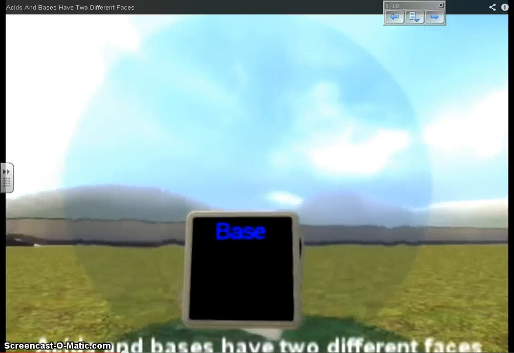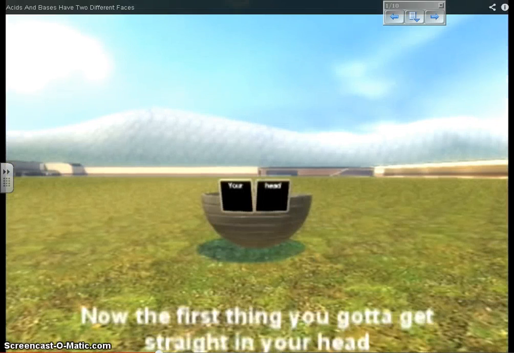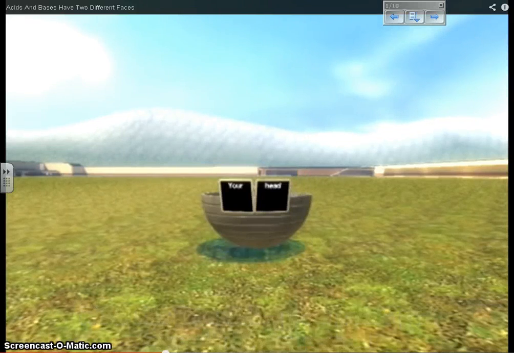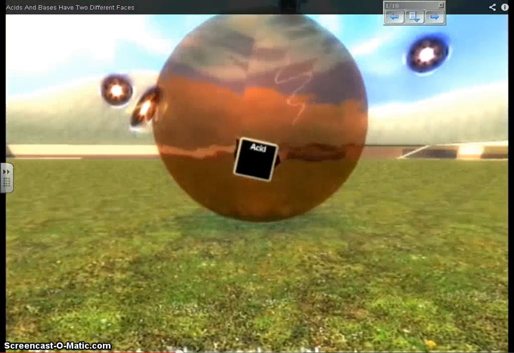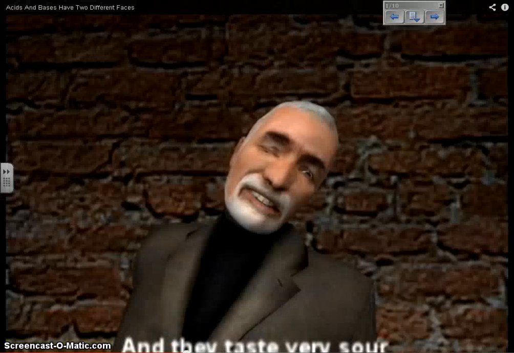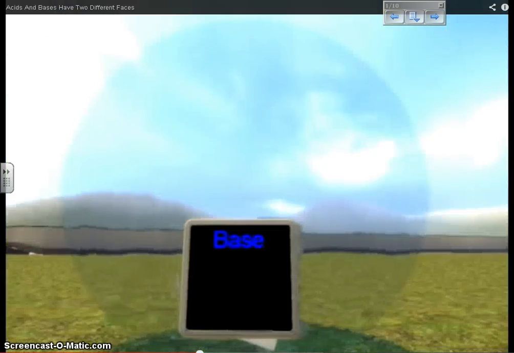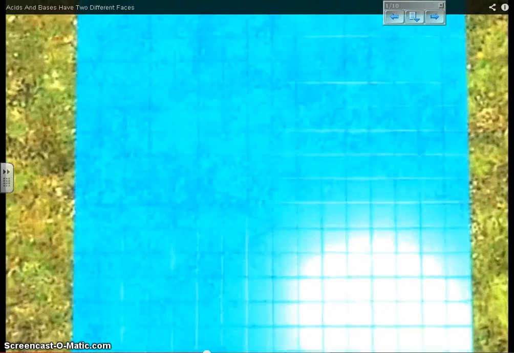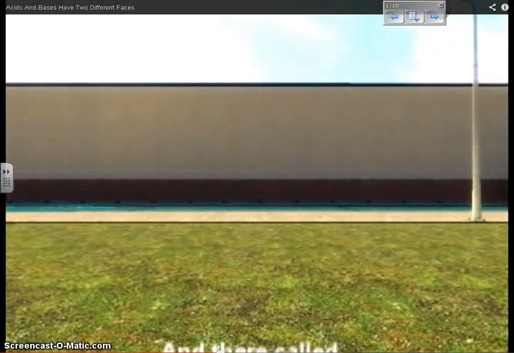Acids and bases have two different faces, two different personalities, and you gotta find out what they're all about. You wanna learn chemistry. Now the first thing you gotta get straight in your head: acids turn blue litmus paper to red. They react with metals with awesome power. They neutralize bases and taste very sour. Bases are different from acids, it's true. Bases turn red litmus paper to blue. They neutralize acids, feel slippery on skin. They taste so bitter, and they're called alkaline.